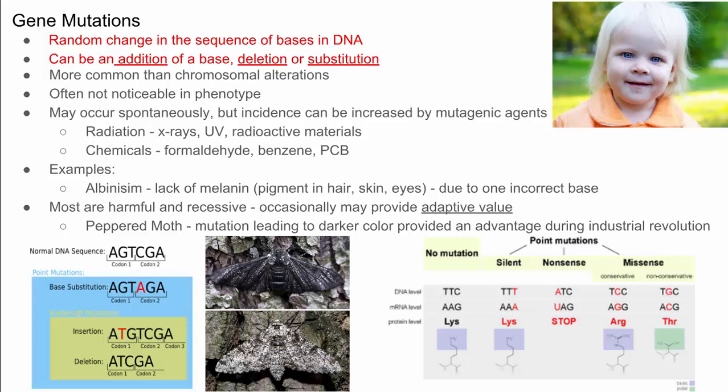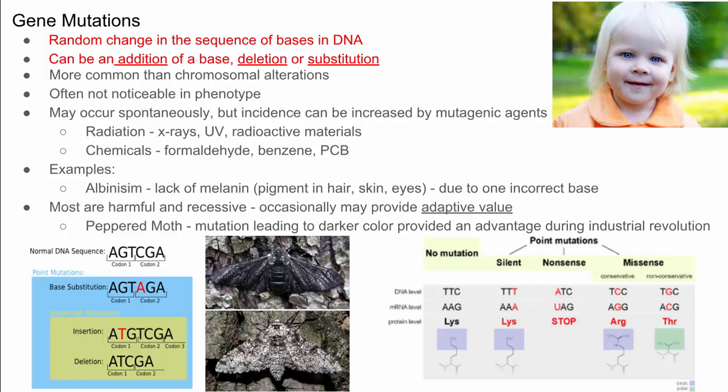Typically, an insertion or deletion has a larger impact on the organism. It depends where in the sequence as well. So some examples of albinism, okay? When a person has no pigment in their hair or skin or eyes, this is due to just one incorrect base in a person's DNA, which leads to them having a lack of this pigment called melanin.